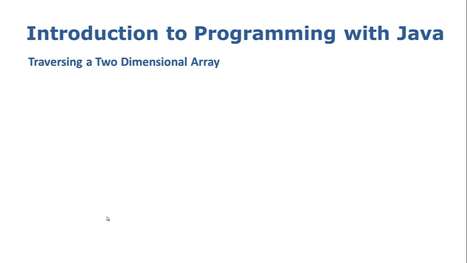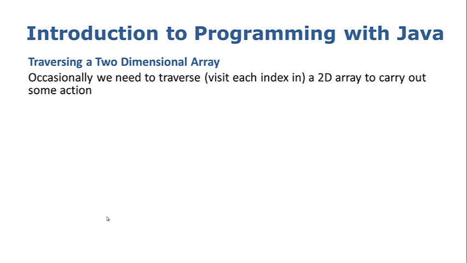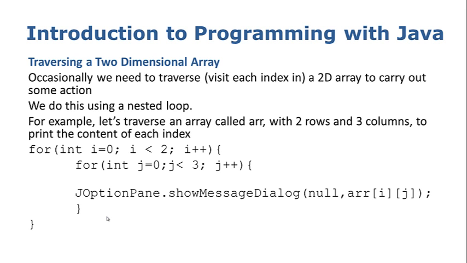Similarly to a one-dimensional array then, what can be really useful is to be able to traverse a 2-dimensional array. Again, we can do this using loops, and we would do this to carry out some sort of action, be it print all of the contents or assign a value or whatever it happens to be. And we do it using a nested loop for a 2-dimensional array.